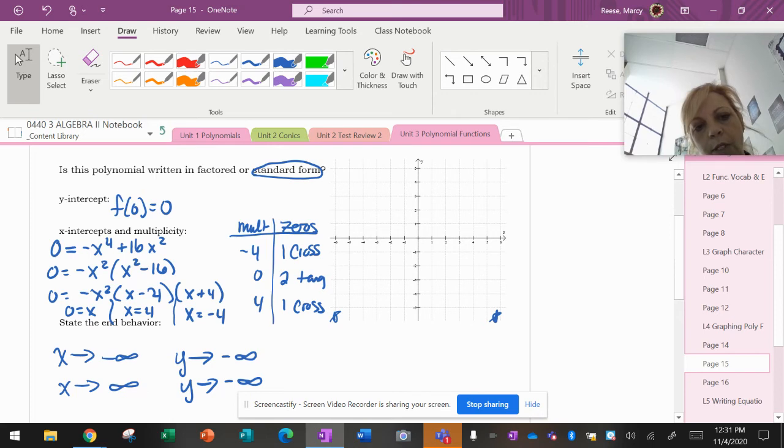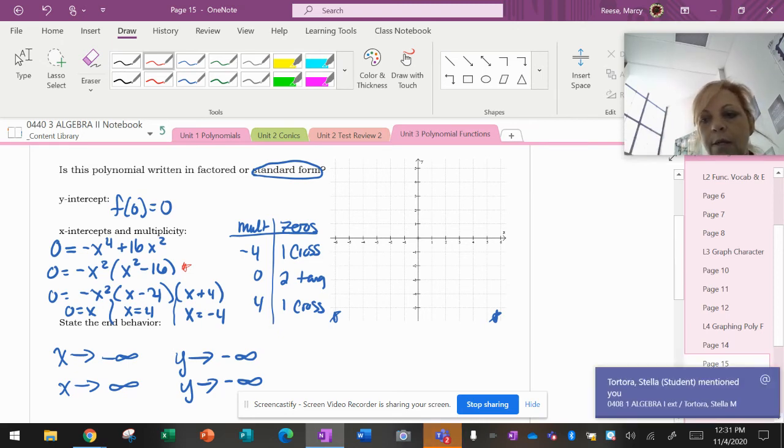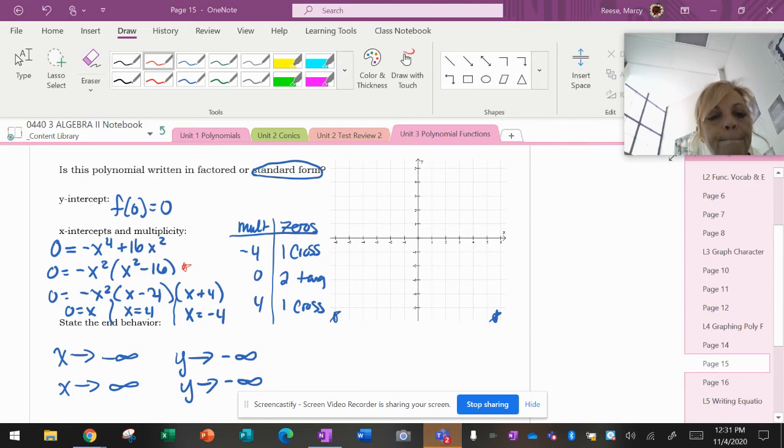When I went to factor that, right here, I took out a negative x squared, not just an x squared, but a negative, because I need to pull that negative out so that I see that difference of perfect squares. I guess you could have it where it was 16 minus x squared, but it's just a little bit easier to have that x squared.